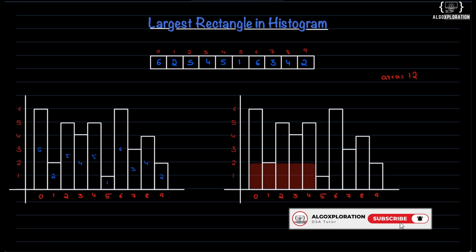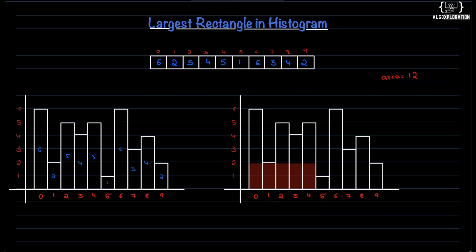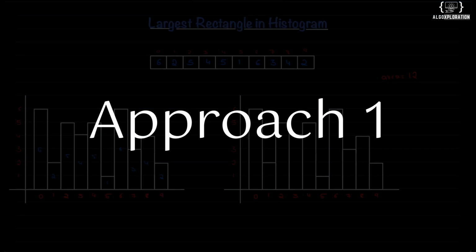Now this is also a rectangle in which the height is 2 and the width is 5. The area of this is 10, but it is not beating 12, so I won't include this. Now this is also a rectangle in which the height is 1 and the width is 10. Again the area is 10, which is not beating 12. One last thing, this is also a rectangle in which the width is 1 and the height is 6. So basically we need to find all the rectangles and return the maximum area. Let's now see how we can find this.